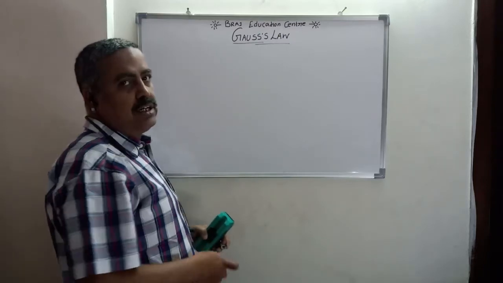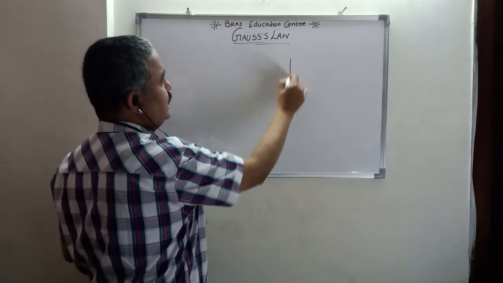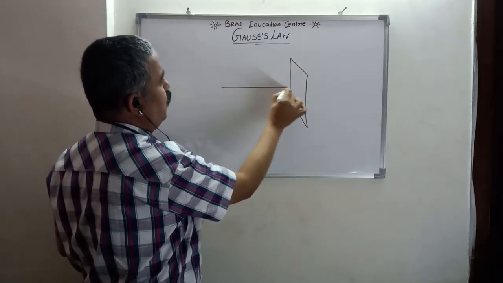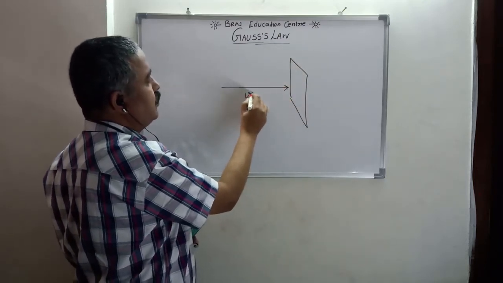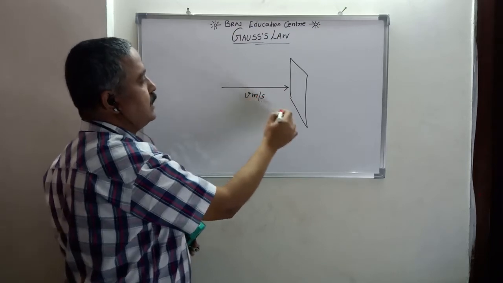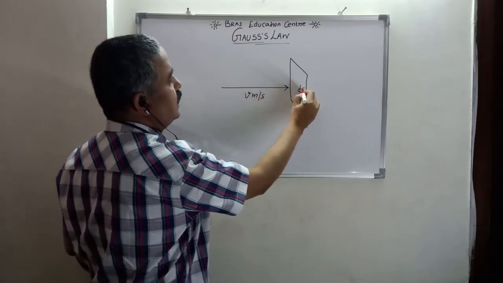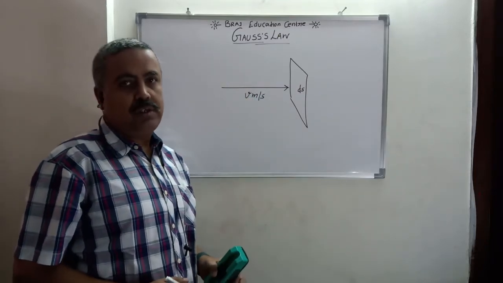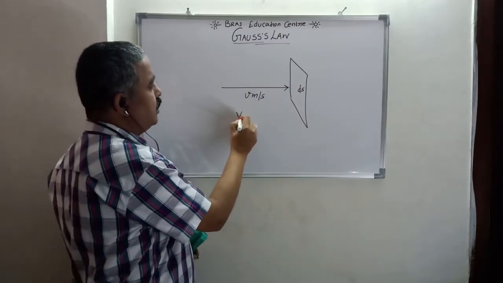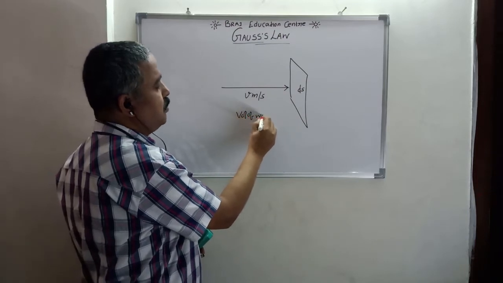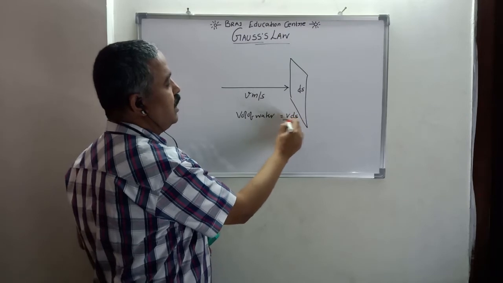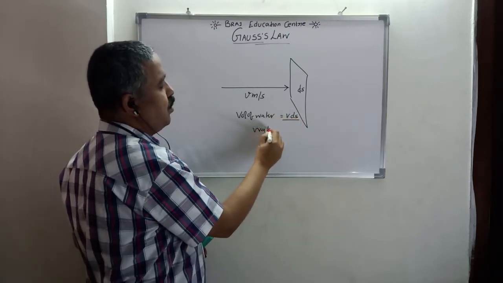Now let us consider that this is a surface on which water is falling, which is traveling at v meter per second, and this surface area is ds. The water is falling to the surface normal to it, and the volume of water which is falling per unit time is equal to v ds, and this constitutes water flux.